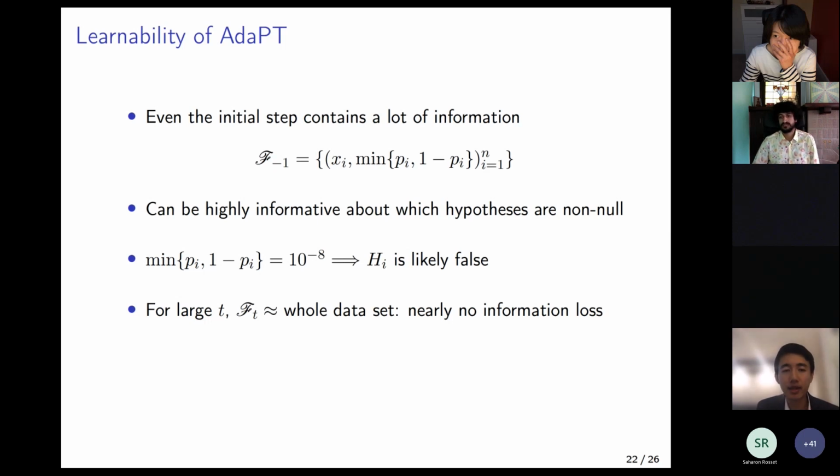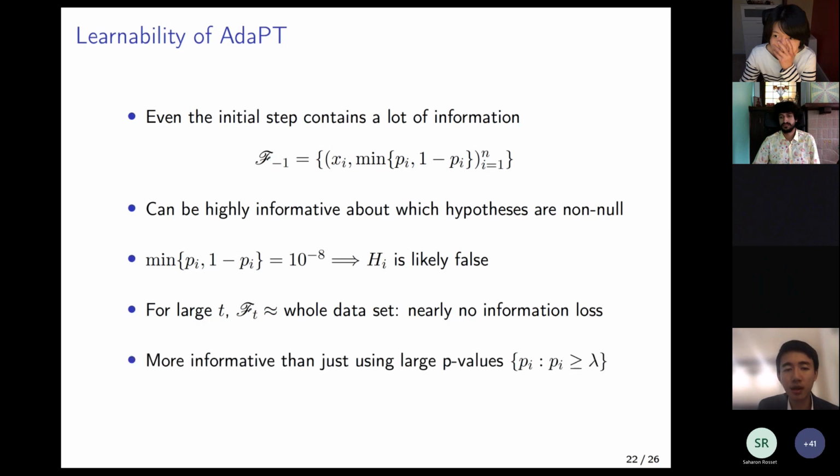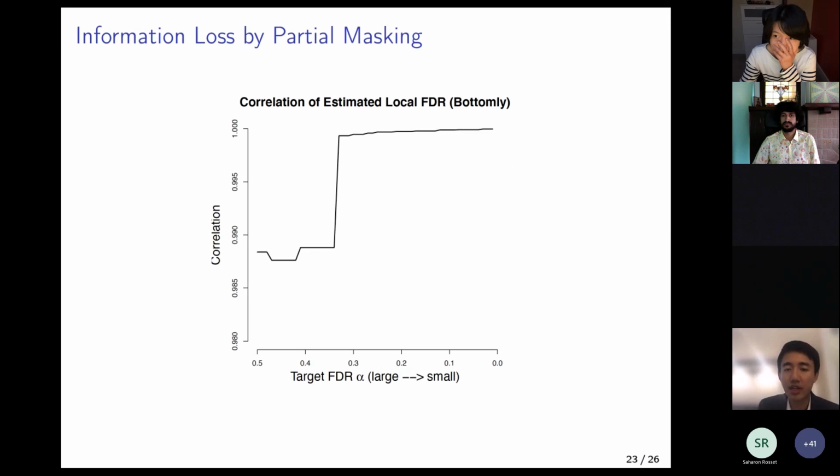So in the end, this filtration F_t is almost the same as the whole data set. So it has nearly no information loss. And this is much more informative than just using the large p-values as in some other methods. So here is a plot showing the correlation of the local FDR estimate as alpha moves from large to small. You see that even initially, the correlation is as high as 99% in our data. So that means even initially, our local FDR estimate is pretty precise.